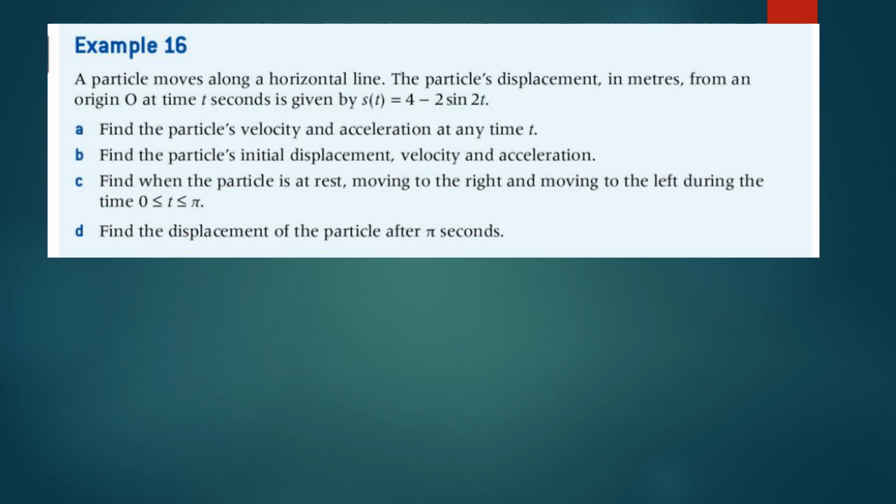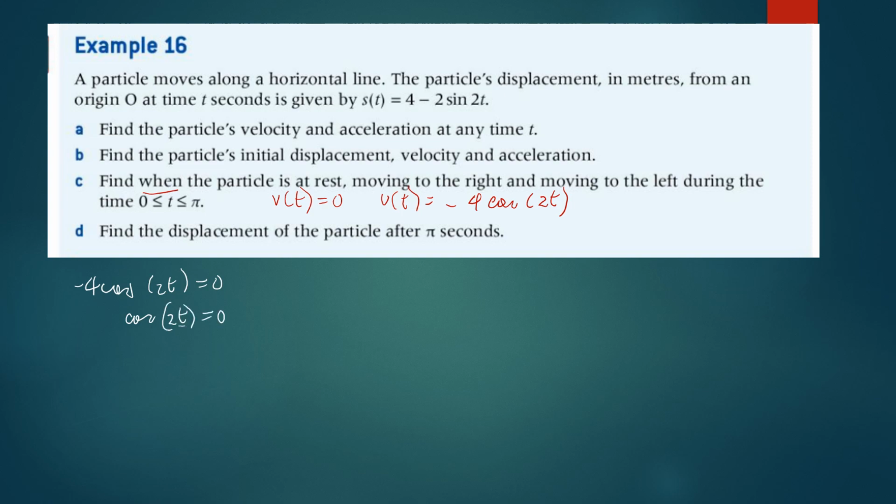Okay, let's answer letter C. We are asked to find the time when the particle is at rest. We know the particle is at rest when our v of t is equal to 0, and our v of t is equal to negative 4 cosine 2t. This has been solved a while ago. Then we have to identify whether the movement from the time it's resting is going to the right or going to the left. So let's solve for v of t. Negative 4 cosine 2t is equal to 0. So our cosine 2t is equal to 0.